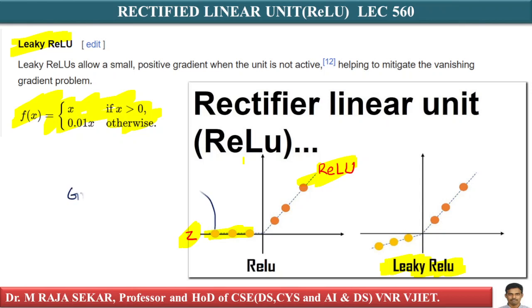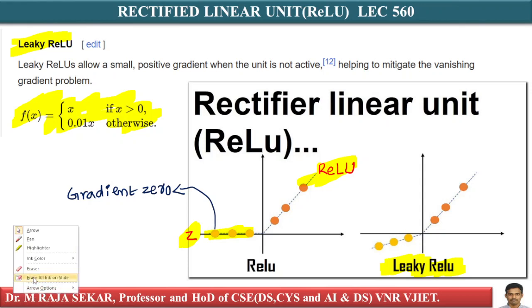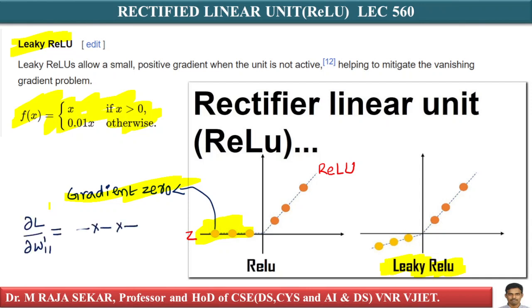ReLU has a problem. What is the problem in ReLU? Gradient, isn't it? Gradient here is equal to 0. In the case of ReLU, at this part, your gradient is 0. Remember, at the end of the day, we will multiply lots of gradients. Let's not forget what is your dou L by dou W11. We multiply lots of gradients because of the chain rule. Now even one of them becomes 0.